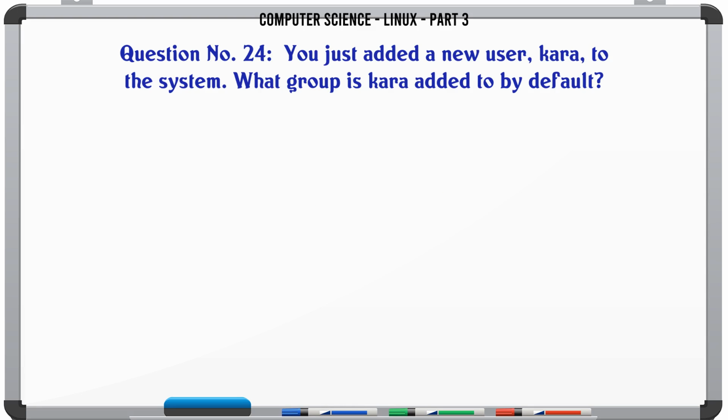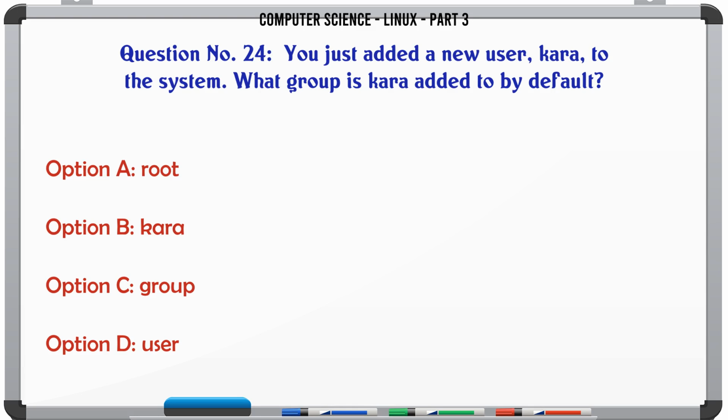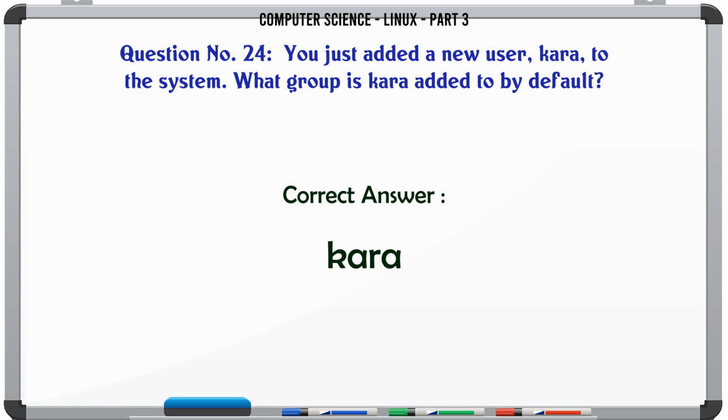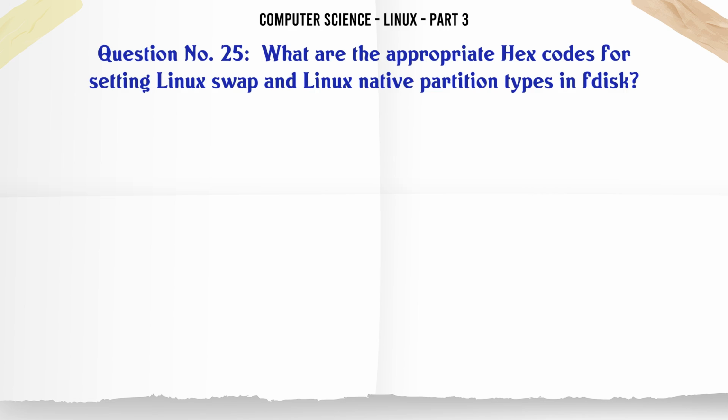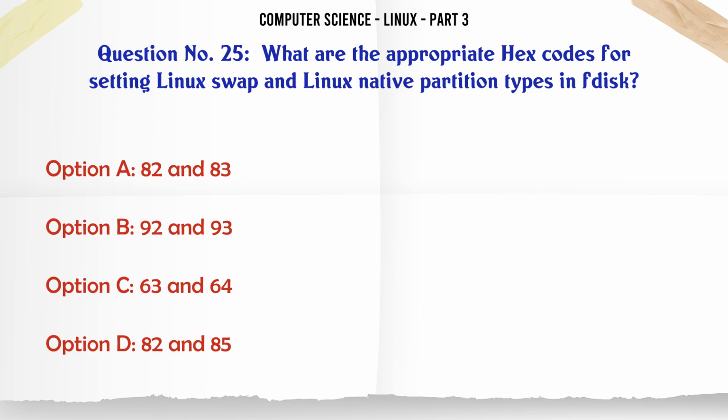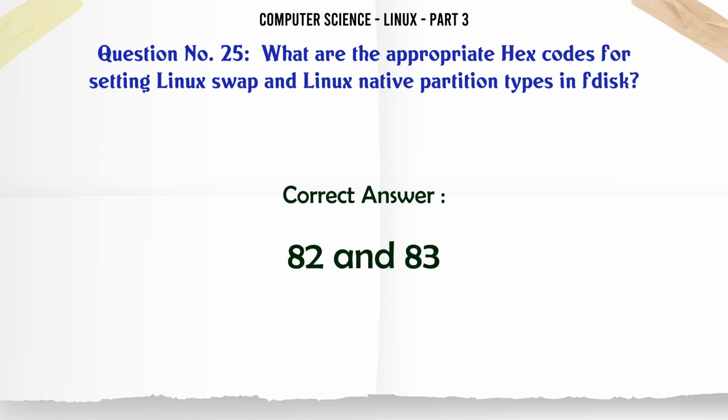You just added a new user char to the system. What group is char added to by default? A. root. B. char. C. group. D. user. The correct answer is char. What are the appropriate hex codes for setting Linux swap and Linux native partition types in fdisk? A. 82 and 83. B. 92 and 93. C. 63 and 64. D. 82 and 85. The correct answer is 82 and 83.